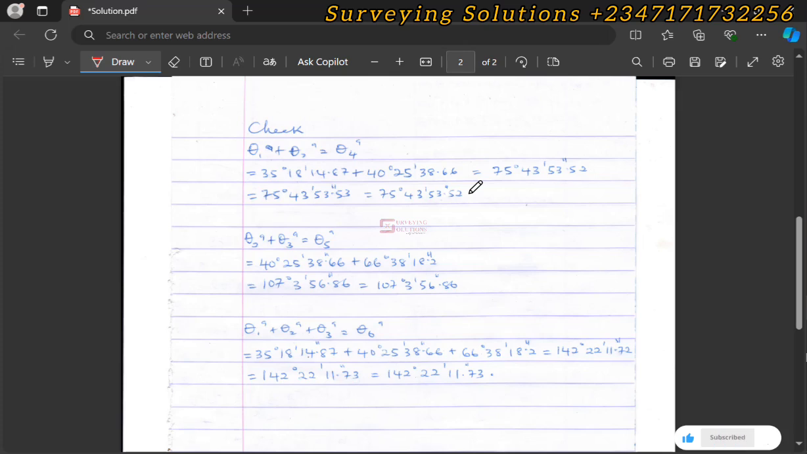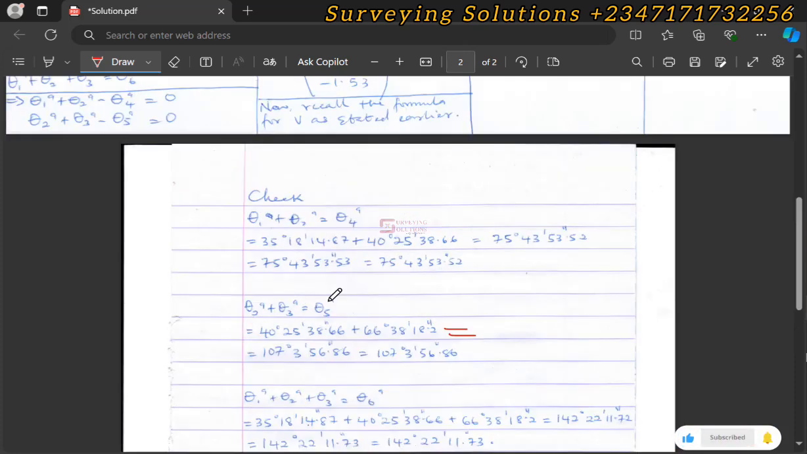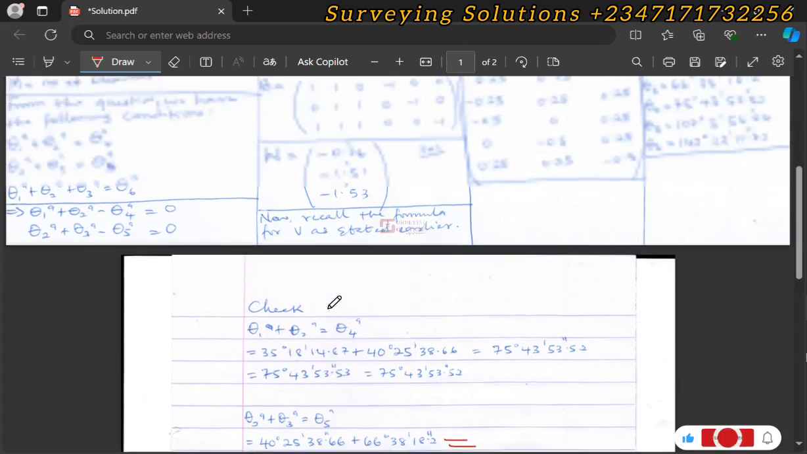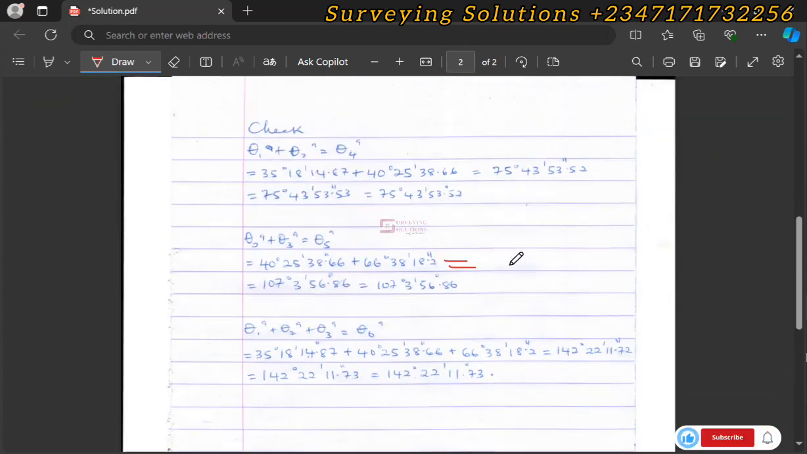Then we come down to the second condition, which is adjusted 2 plus adjusted 3 equal to adjusted 5, right? Good. That's the adjusted angles, right? So for the left hand side, we are going to add them up, and then we need to equate this to adjusted 5, right? Good. And adjusted 5 is what? 107, 3, 56.86, right? Good. So we have 107, 3, 56.80. So when you add up everything on your left hand side, you can see what they are equating, right? Good.